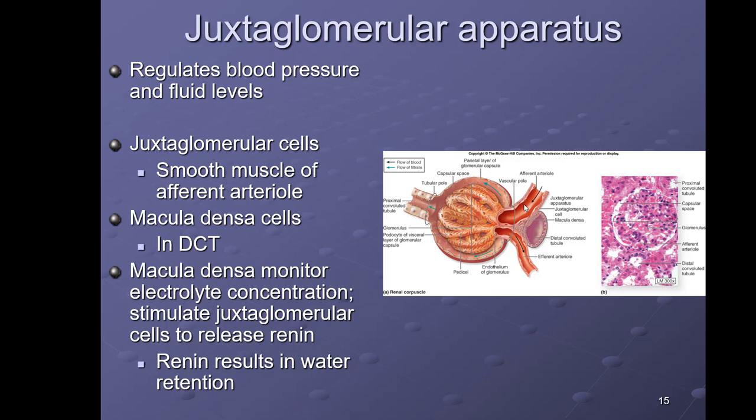So this is one of the key ways that the kidneys help regulate how much fluid you have in the body. Macula densa cells in the distal convoluted tubule can stimulate the juxtaglomerular cells to release a hormone called renin, which stimulates water retention.